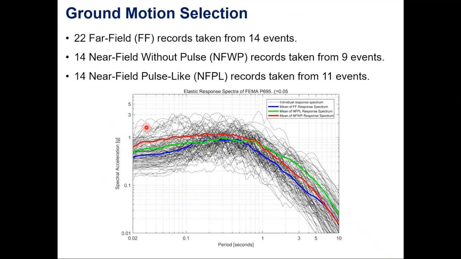So then we started to run this model for different earthquakes, okay? We chose 50 different earthquakes: 22 far field, 14 near field with opposed, and 14 near field with like. So the idea is to see if there's some difference in the response to different kinds of earthquakes, okay.